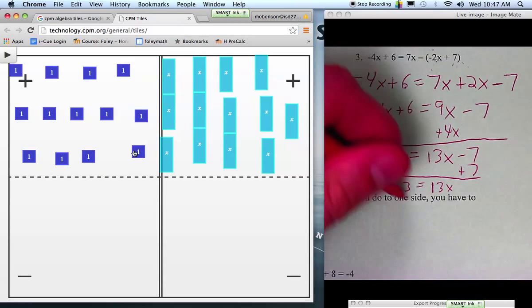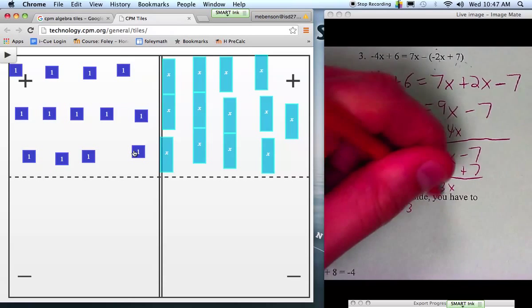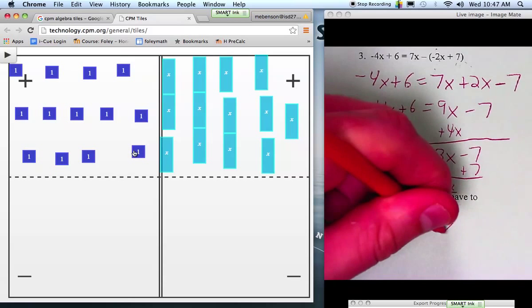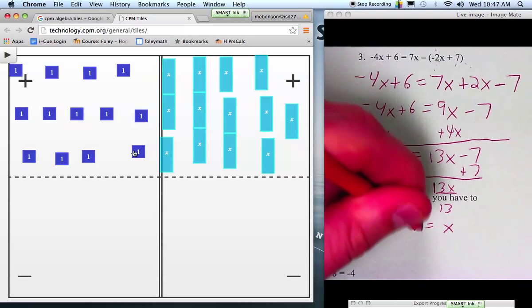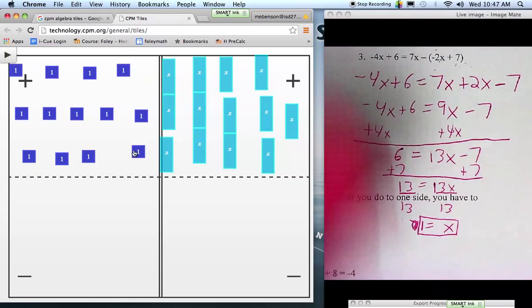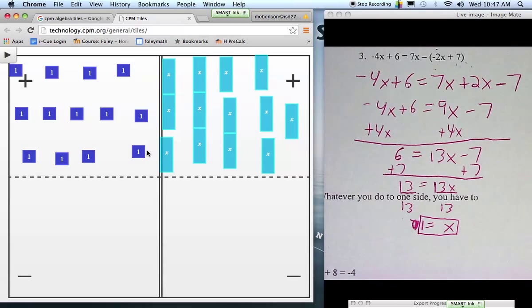And the way I show that algebraically, I ran out of room here, is I'm dividing both sides into 13 pieces. And so this is telling me that x must be each equal to one little square. Right? And so each x is matching up with one square, and I have solved the equation.